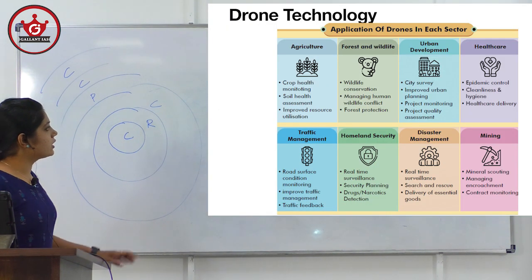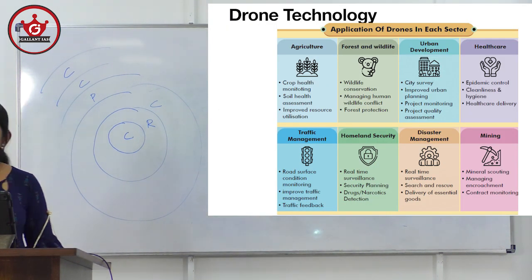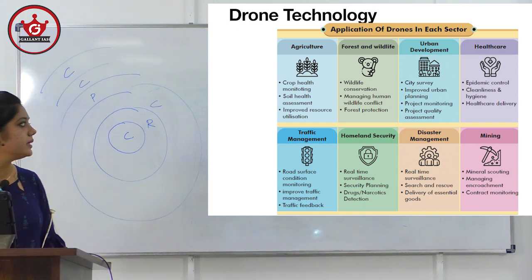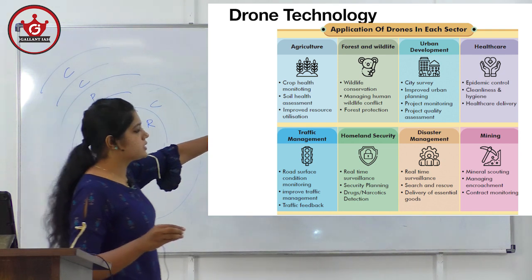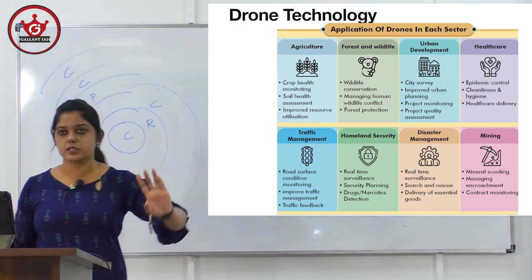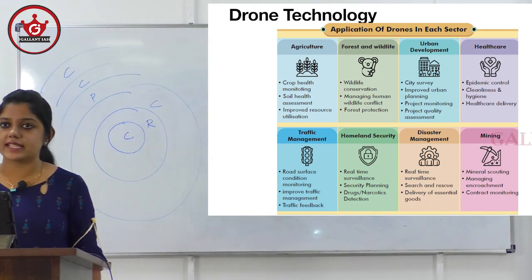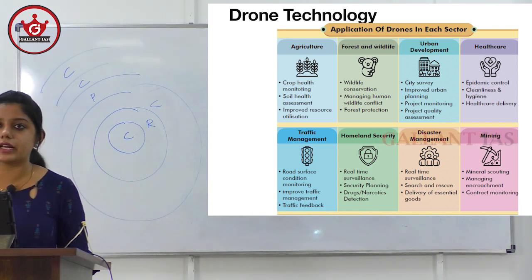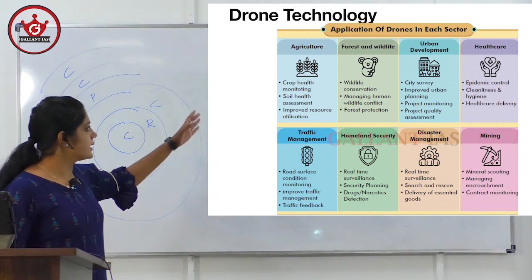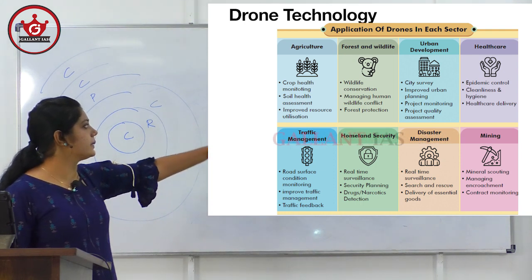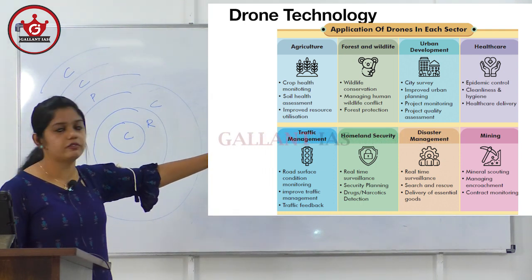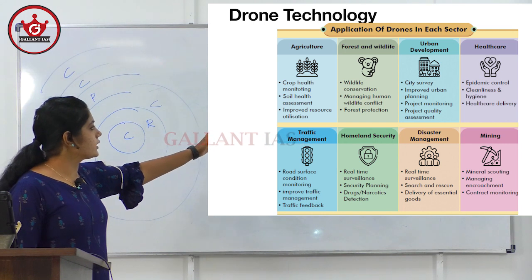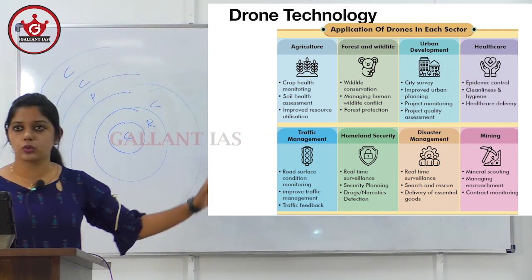Now we are moving to drone technology. Drone technology rules and all are released by the government. Important applications of drone technology can be asked from a prelims perspective. Which of the following statements correctly defines the application of drone technology? That kind of question can be expected. Agriculture, forest and wildlife, urban development, healthcare, traffic management, I have given all these drone technology applications. Please go through them.